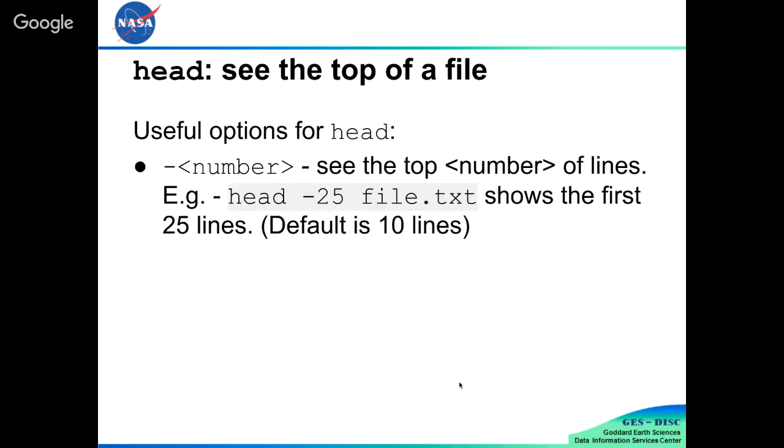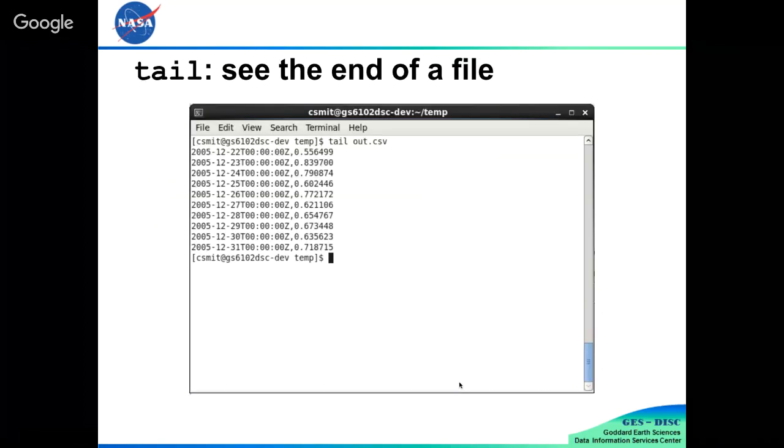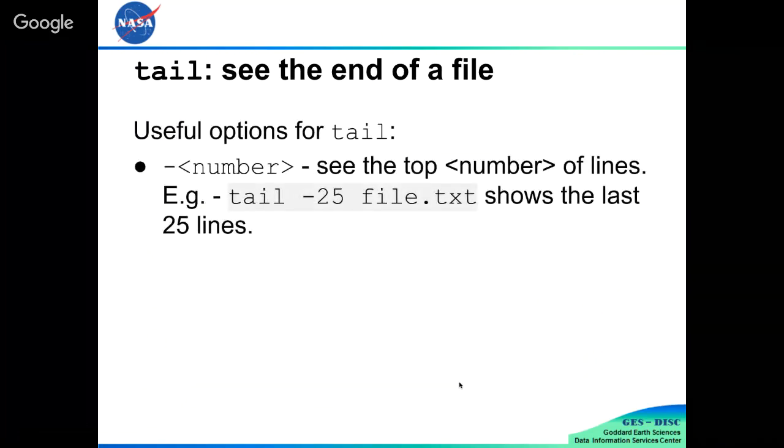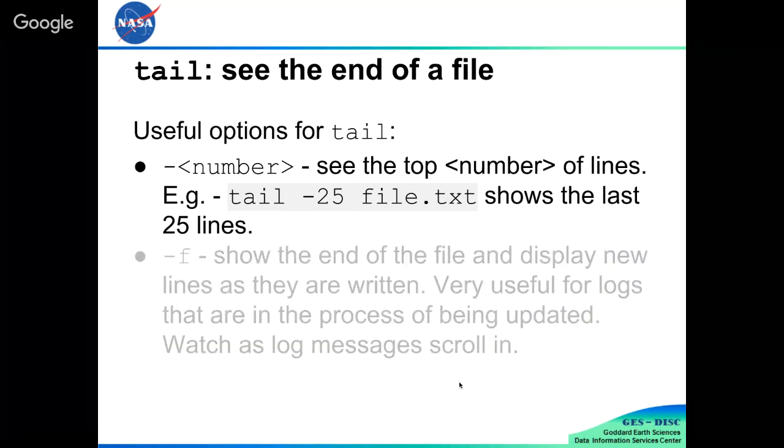If you say -25, it'll give you 25 lines, defaults to 10. So I'm sure there are other useful options. I have not used them. Again, use the man page for these and you'll find out a lot more. Tail gives you the end of the file, which is often crucial for log files. This one, the last 25, you can specify the number of lines.